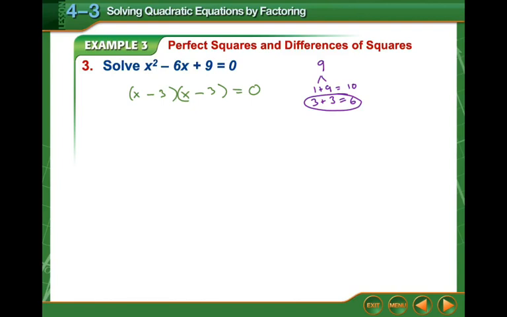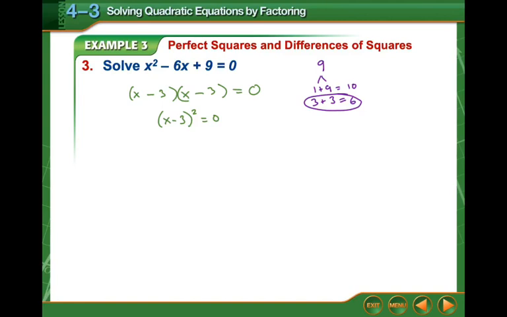So that means this is what is called a perfect square trinomial, because it comes out to be x minus 3 squared equal to 0. Now we're not done solving it yet, right? Because we need to actually get x equal to a number.